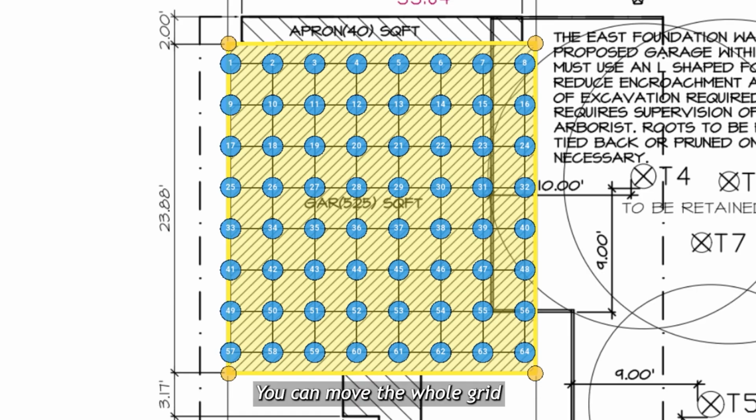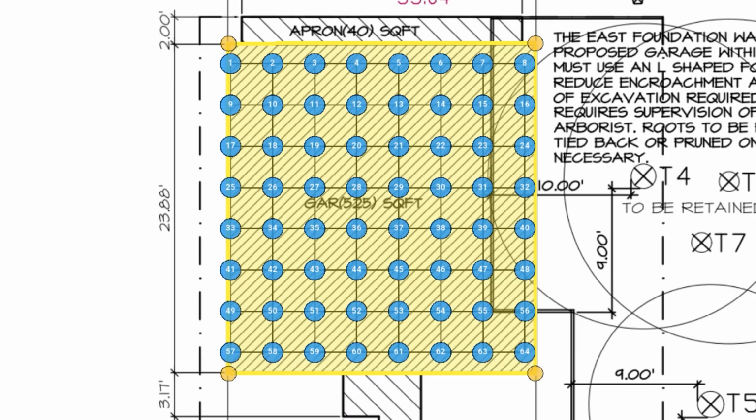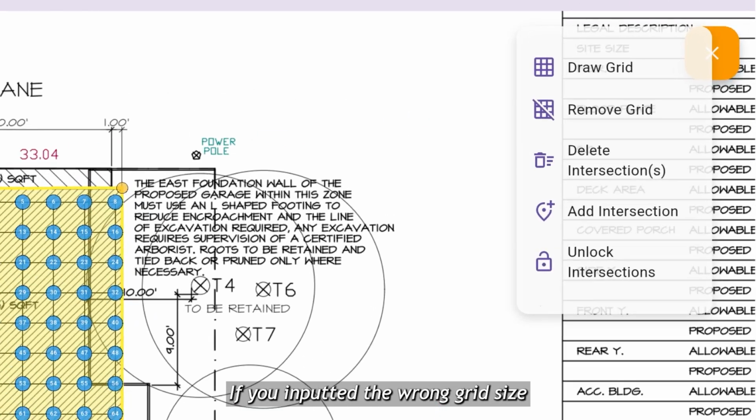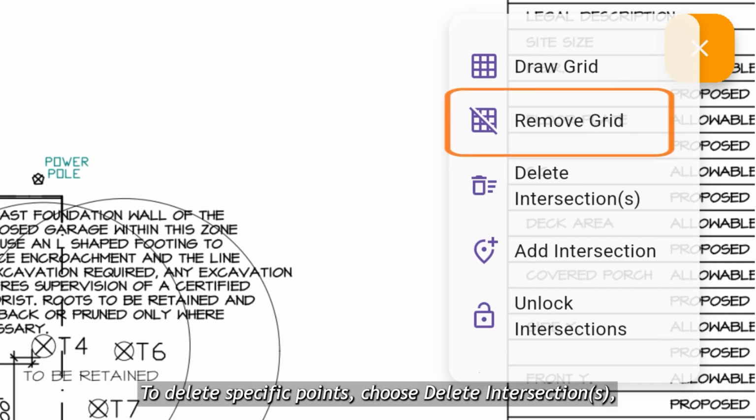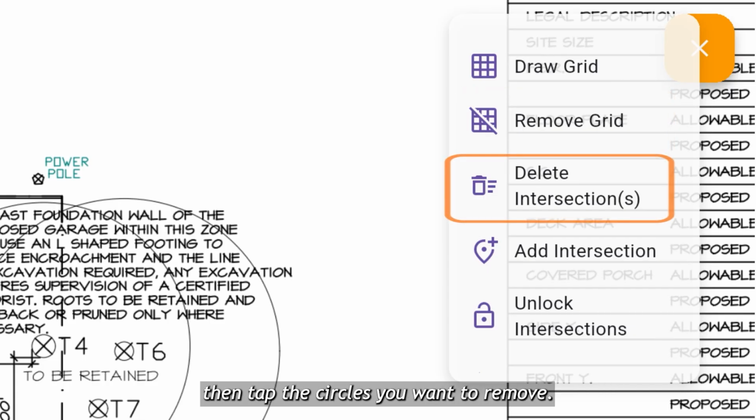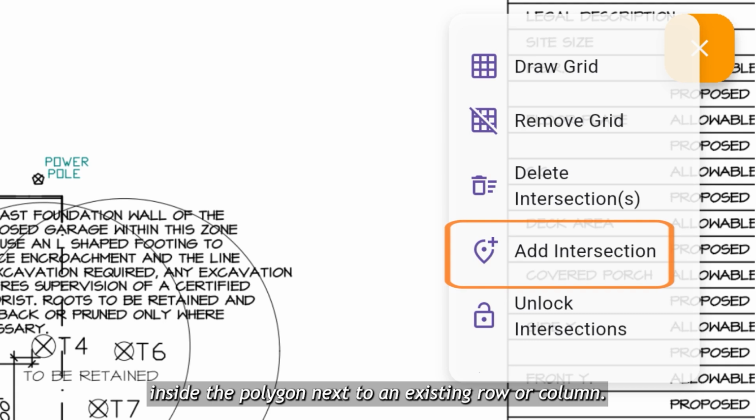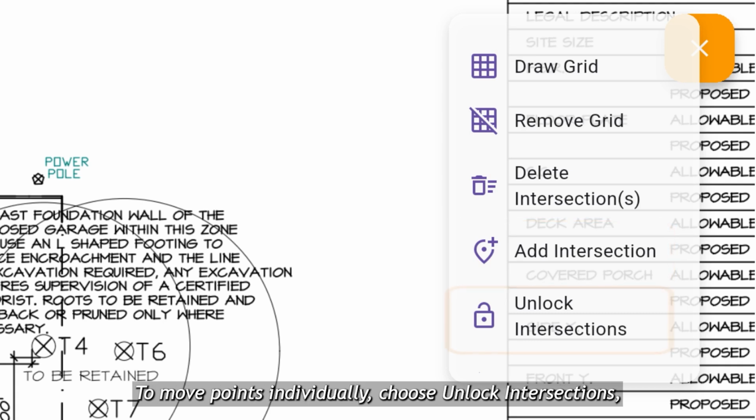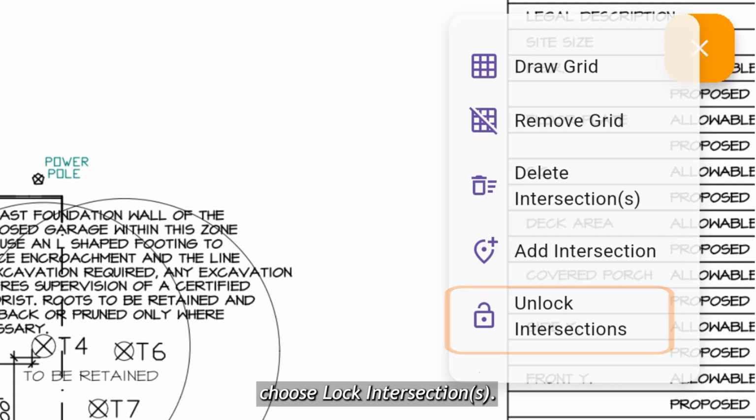You can move the whole grid by clicking on any point and dragging it around inside the polygon. If you inputted the wrong grid size, or you want to delete the grid, choose Remove Grid. To delete specific points, choose Delete Intersections, then tap the circles you want to remove. To add points, choose Add Intersection, then tap an empty spot inside the polygon next to an existing row or column. To move points individually, choose Unlock Intersections, then drag one circle at a time. When you're done, choose Lock Intersections.